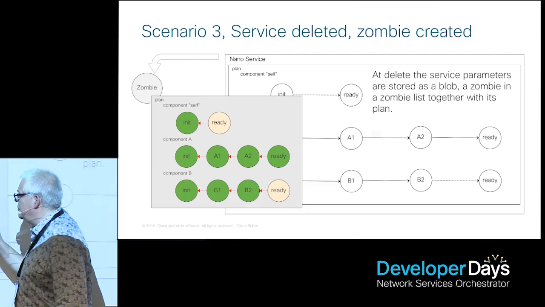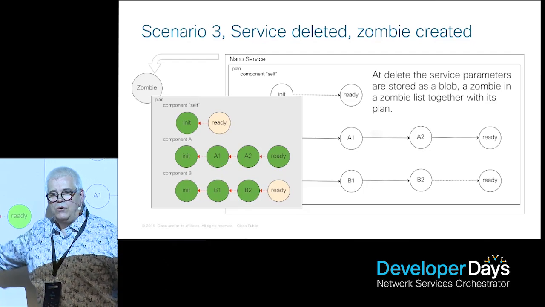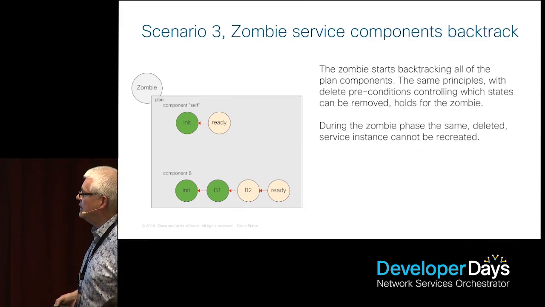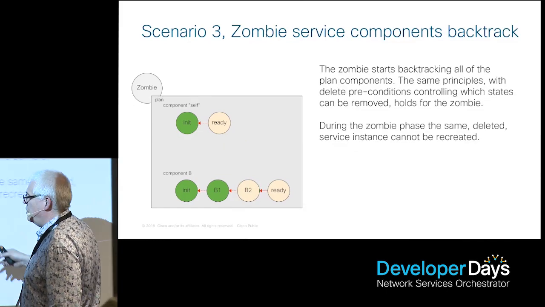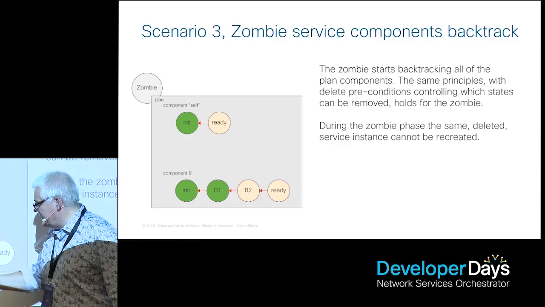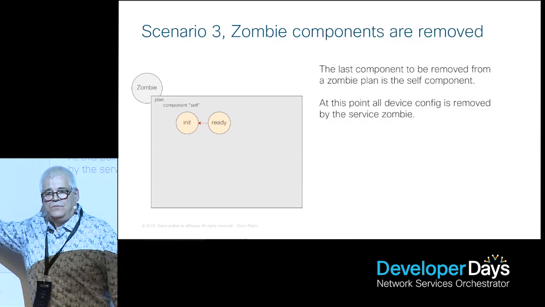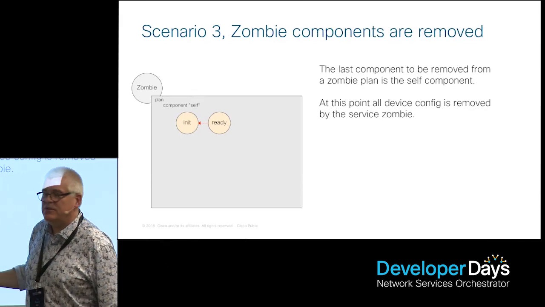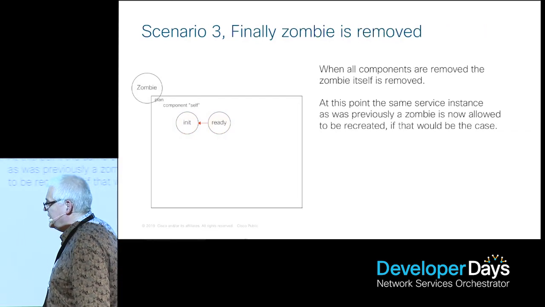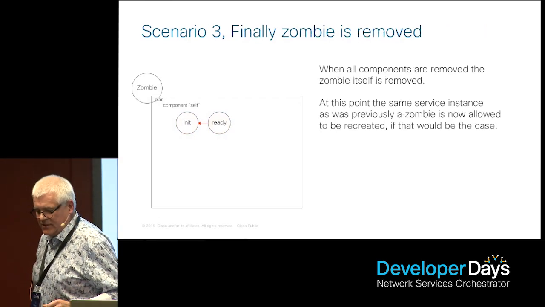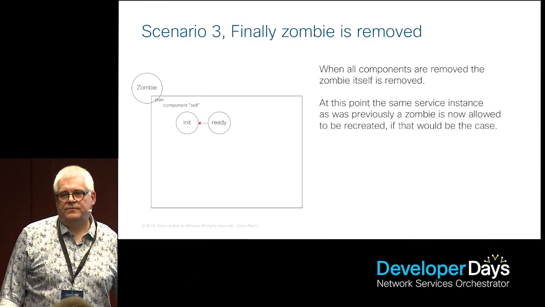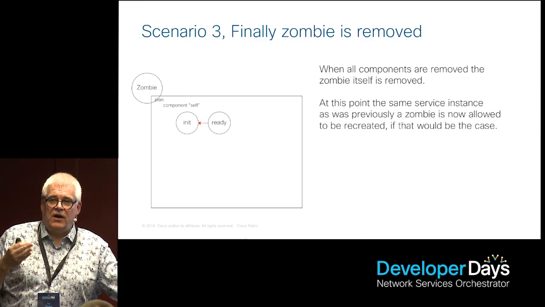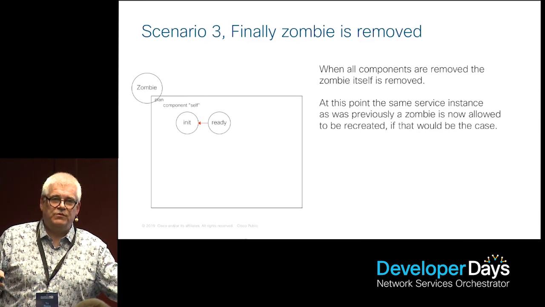And the only thing you want to do is to execute backtracking on all the components until you have removed all the device config or the mapping data. And as soon as every component is done, you remove it. The last one to go is the self, because you will always need to have the self to check if it's okay or not. And when it's done, the zombie is removed. So it's a nuisance, but you need to move the service data. You need to move the plan somewhere outside of the service, because you need to remove the service.